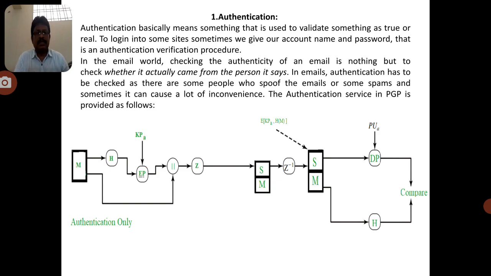In PGP, it can provide both authentication and confidentiality by using a separate algorithm called the ZIP algorithm. The ZIP algorithm is the compression algorithm, which is denoted by Z here. Authentication basically means something that is used to validate as true or real. That means whatever information is taken, that information is real or true.